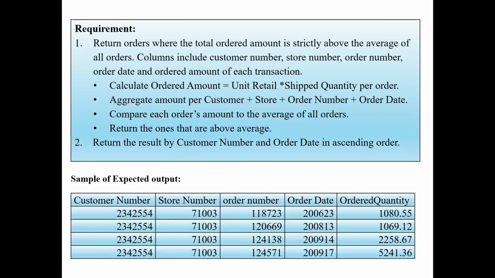The task is, we need to return orders where the total ordered amount is strictly above the average of all orders. To do that, we need to: 1. Calculate ordered amount equals unit retail multiplied by shipped quantity per order. 2. Aggregate that amount per customer plus store plus order number plus order date. 3. Compare each order's amount to the average of all orders. 4. Return the ones that are above average. 5. Sort the final results by customer number and order date in ascending order. Here's an example of what the output might look like.